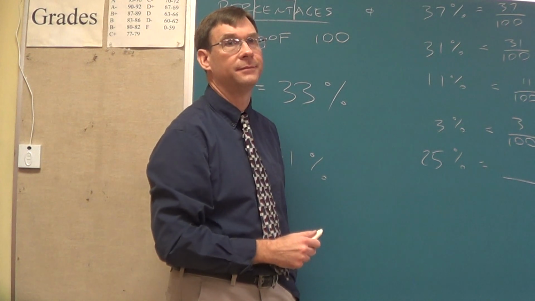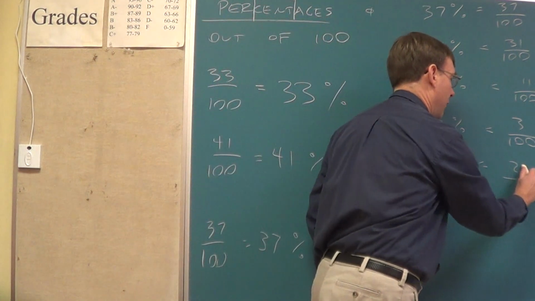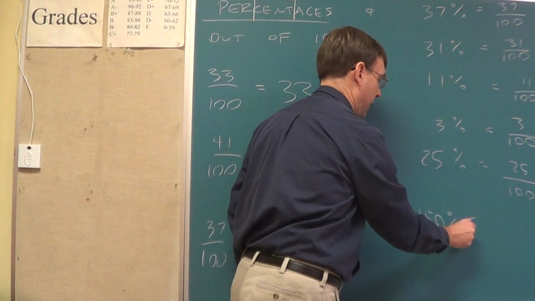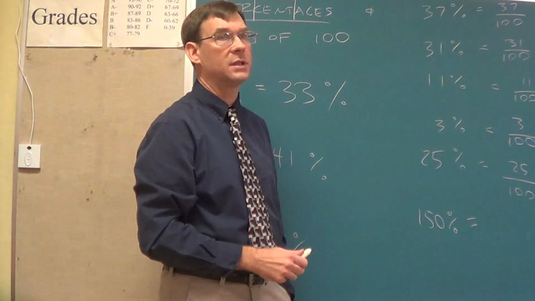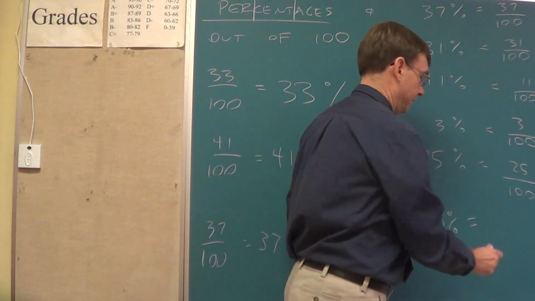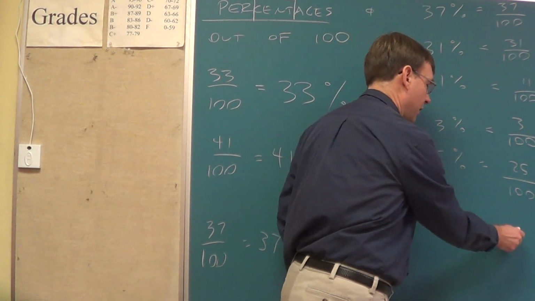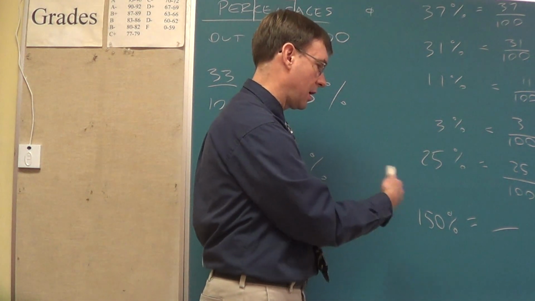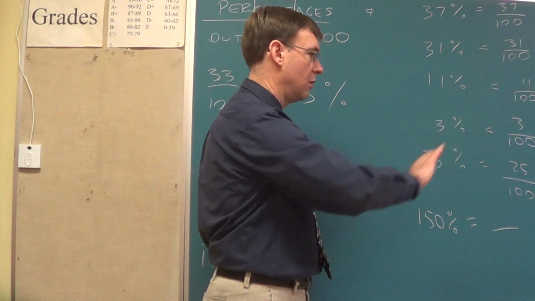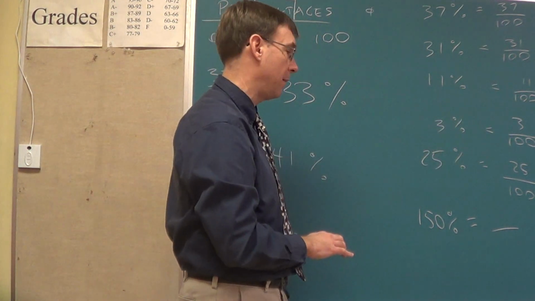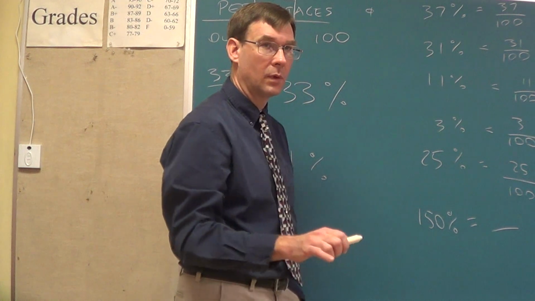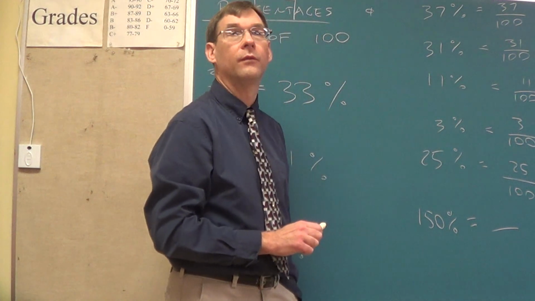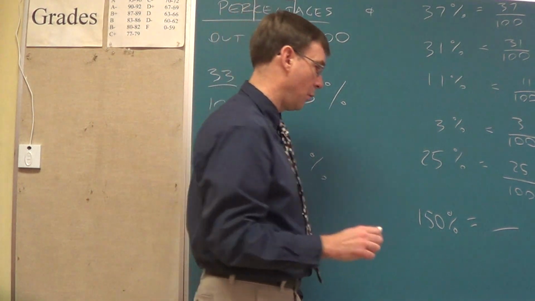25%? 25. It's 25 over 100. Let me make up another one on the spot. Let me go 150%. Let's go simpler than that so we don't confuse people. Just give me a starter step. Oh, wait. 150 over 100. Go 150 over 100.